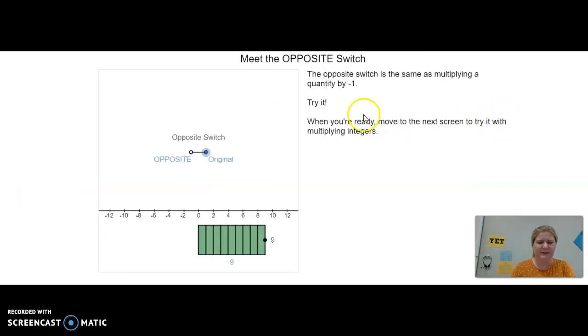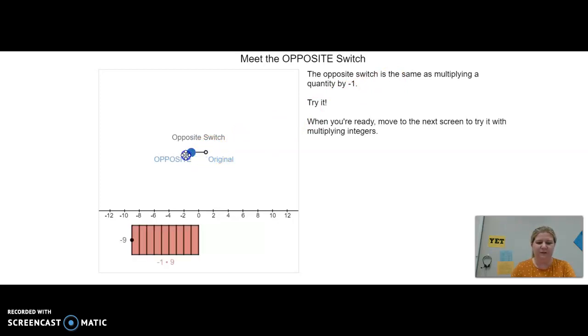So to help us make sense of this, we're going to use what's called an opposite switch. And the opposite switch is basically like if we were multiplying by -1. So we're just going to try it here. Here's the original. But what if we were multiplying by -1?